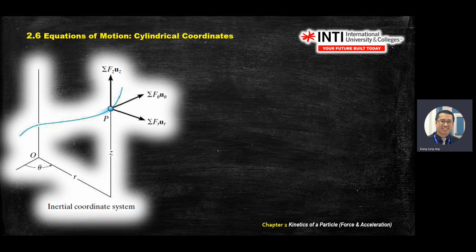recall that there is one more coordinate system, which is called polar coordinate or cylindrical coordinate, that is defined by a principal center O, position r and theta, which is anti-clockwise positive, and the elevation is defined as z. So we are now in chapter 2.